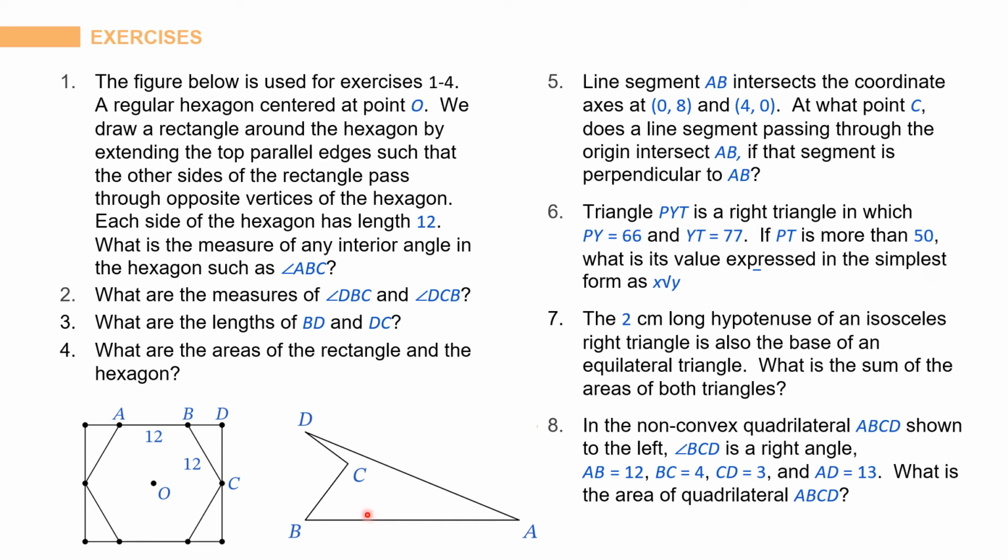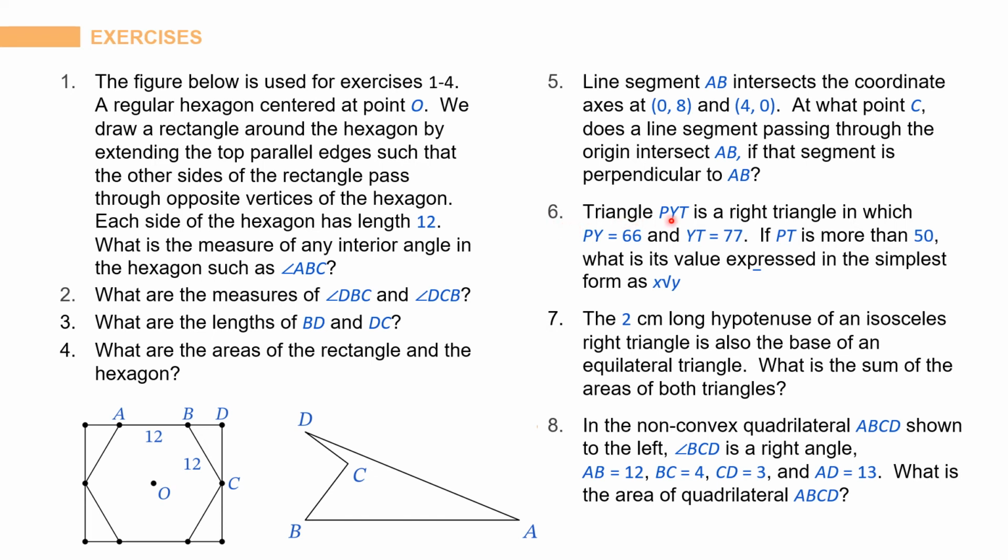So this doesn't represent this diagram. In problem 5, there's a line segment AB intersecting the coordinate axes at 2 points. It intersects the y-axis at 0, 8, and it intersects the x-axis at 4, 0. At what point C does a line segment passing through the origin intersect AB if that segment is perpendicular to AB?